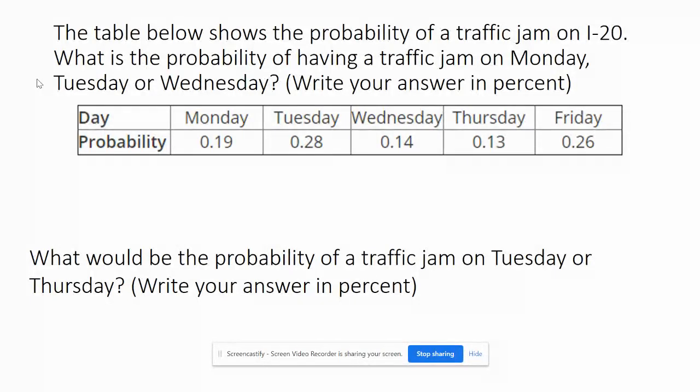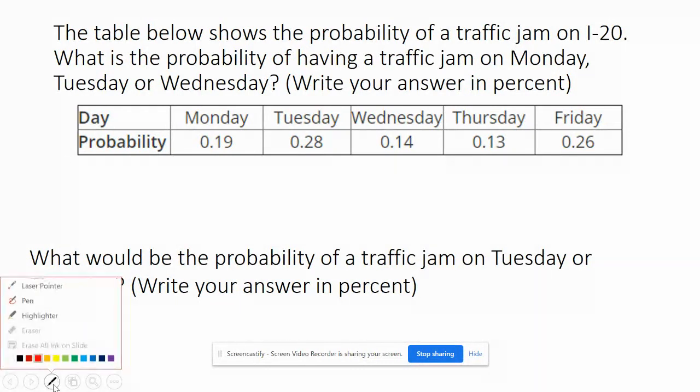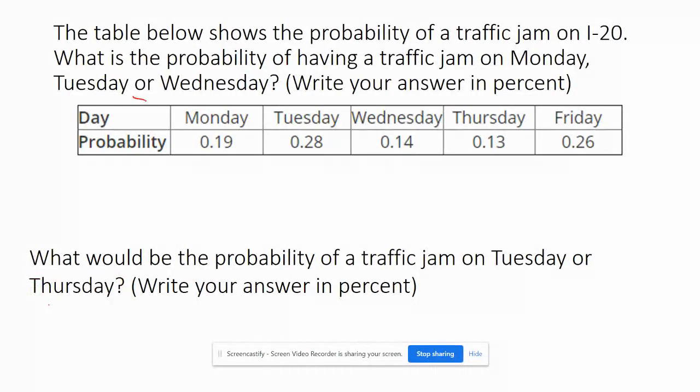So when it comes to probability, we have to have the Monday, Tuesday, or Wednesday all added together. We combine those 3 days to make up our answer. Whenever we see this word "or", and let me turn on my pen here, it's basically telling me I have to add those up, because it can happen on Monday, it can happen on Tuesday, or it can happen on Wednesday.